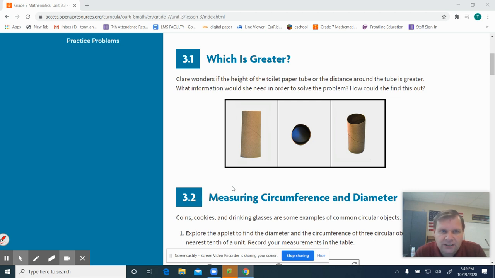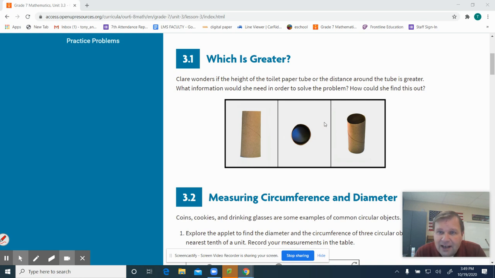Hey everybody, let's quickly look at 3.1 and 3.2. Claire wonders if the height of the toilet paper tube or the distance around the tube is greater. What information would she need? All right. Well, she's going to have to find out what that height is. So she's going to need the height by measuring it or by somebody telling her. And she's also going to need to know how far it is around this.